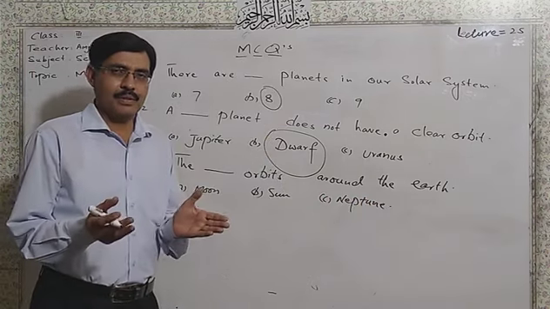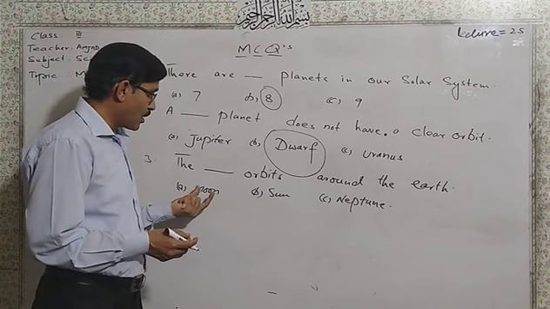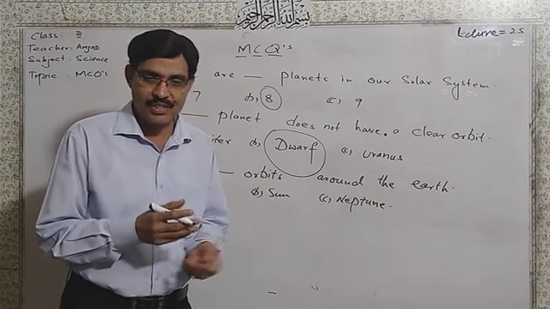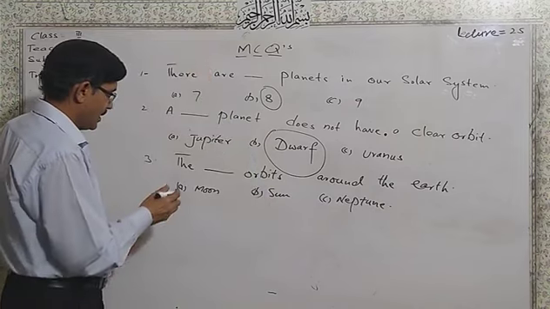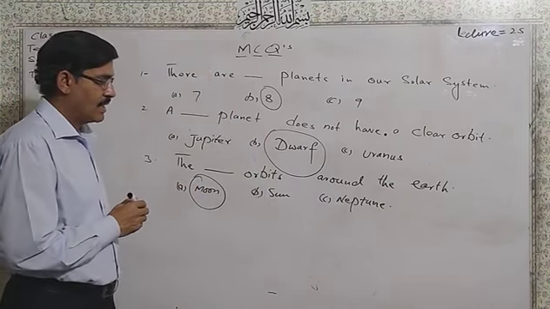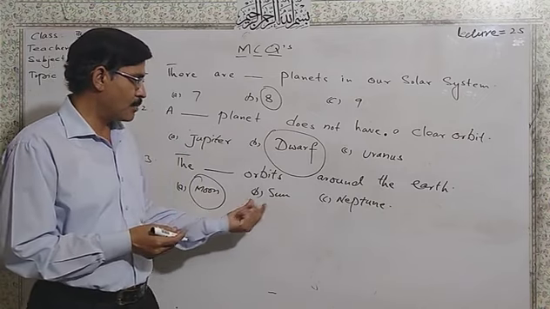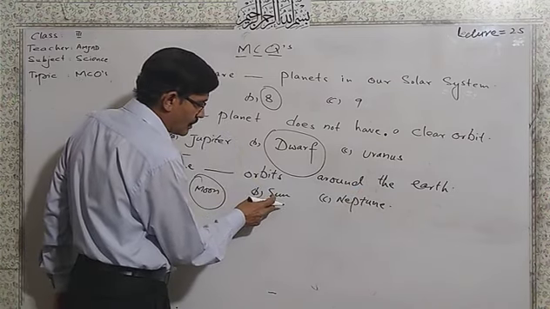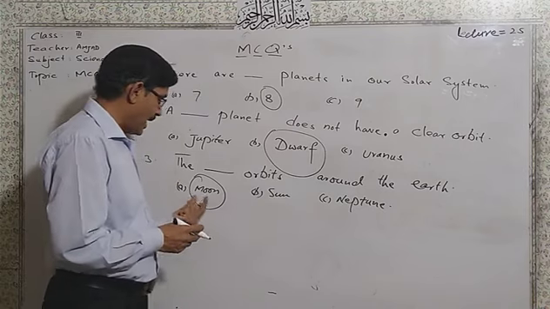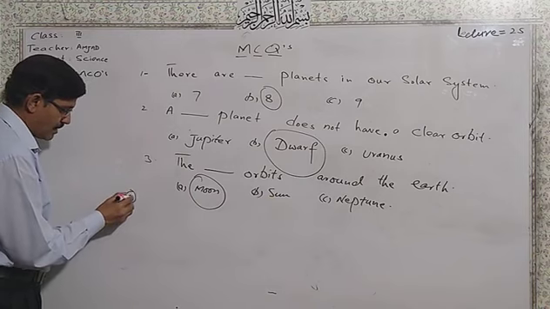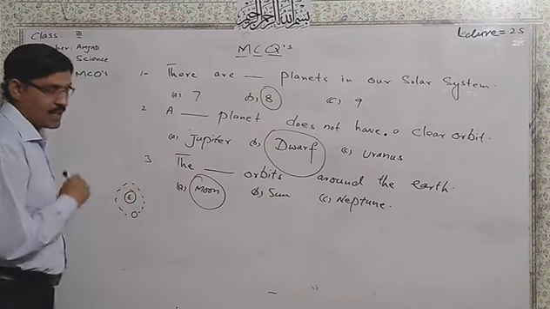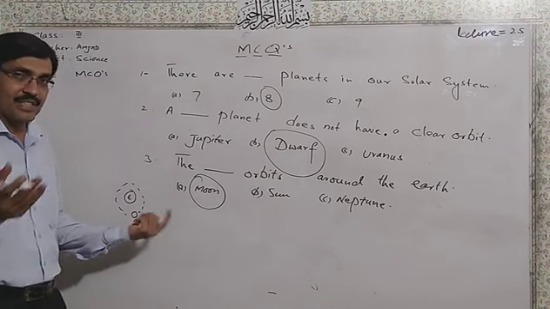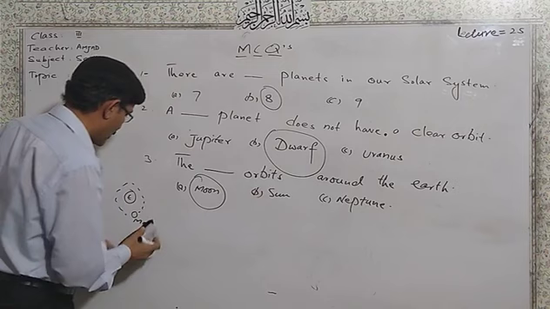As I earlier told you in the chapter solar system, Moon is a natural satellite of our Earth. Sun is the central part of our solar system. Neptune is a planet around the Sun. This is Earth, and that is Moon. It orbits around the Earth, and it is generally called a natural satellite of the Earth. I hope you understood this one.